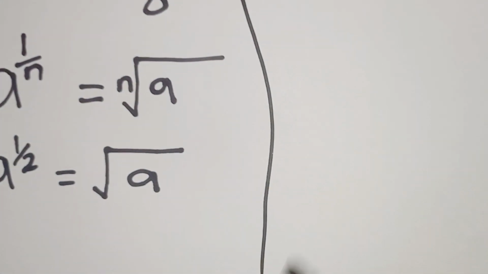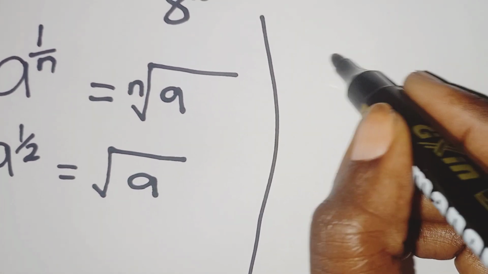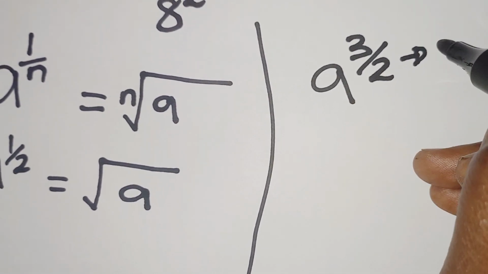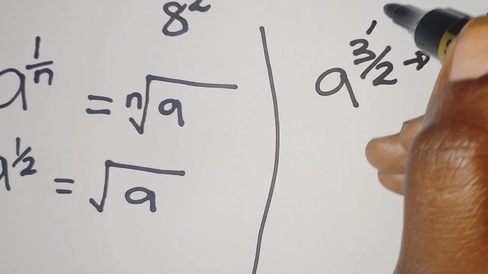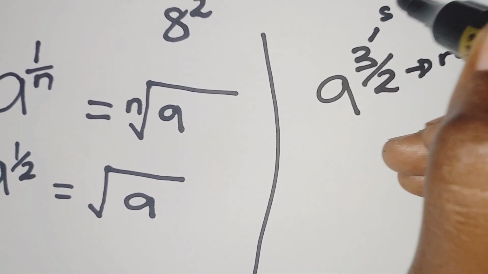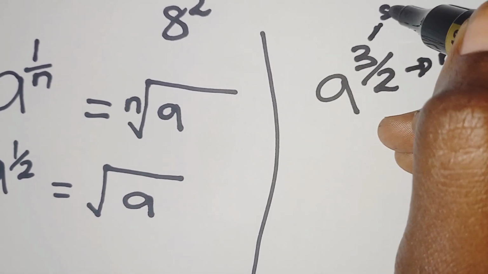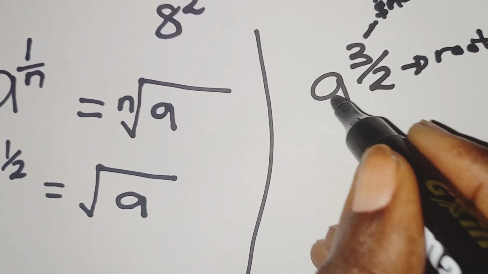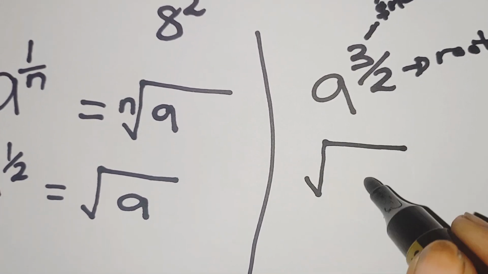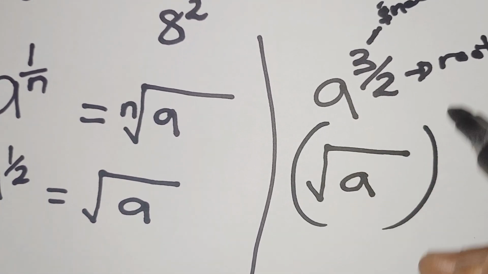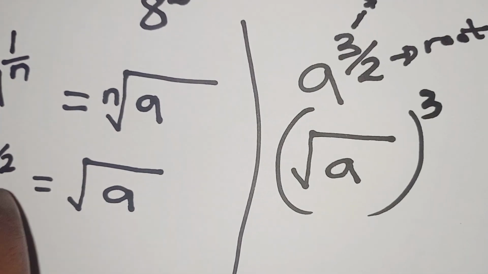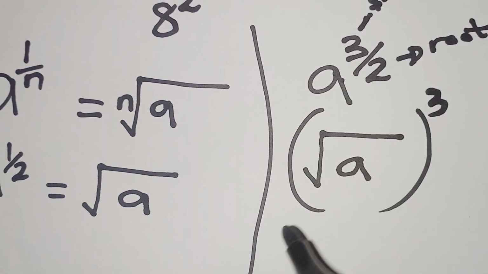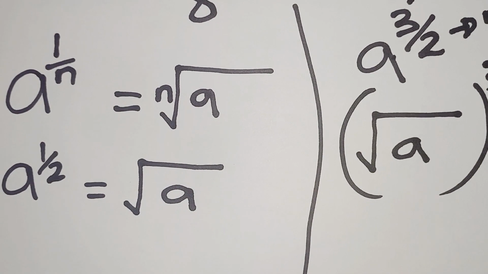And if we have a raised to power 3 all over 2, then this denominator here will form the root, and this one will form the index. Now this one will mean that you take the square root of a, then you raise to power 3. This means the same as that.